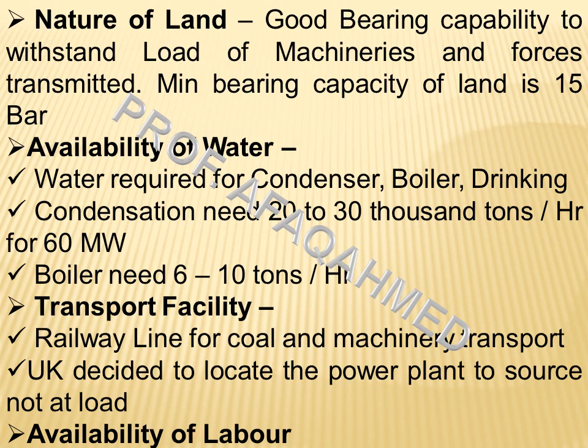If it is discharged to the lower side of the river, if cooling towers are used, then makeup water required is also 500 to 600 tons per hour. The water required to feed the boiler, owing to the losses in the system, is also large, that is 6 to 10 tons per hour for a 60 megawatt capacity power plant. This water must be as pure as possible to avoid the scaling of boiler tubes.